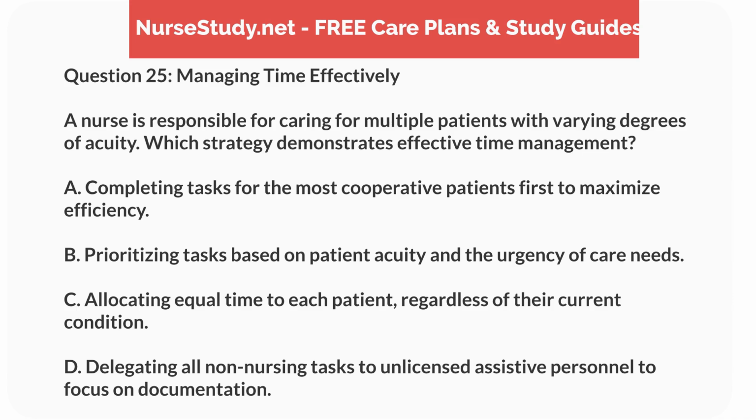Managing time effectively. A nurse is responsible for caring for multiple patients with varying degrees of acuity. Which strategy demonstrates effective time management? A. Completing tasks for the most cooperative patients first to maximize efficiency. B. Prioritizing tasks based on patient acuity and the urgency of care needs. C. Allocating equal time to each patient, regardless of their current condition. D. Delegating all non-nursing tasks to unlicensed assistive personnel to focus on documentation.